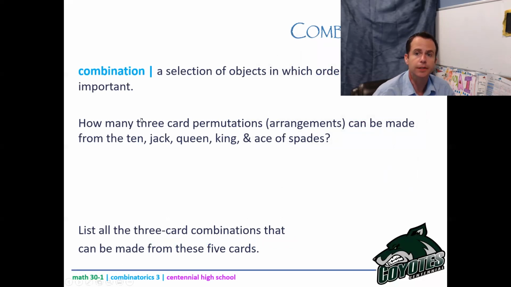A combination is a selection of objects in which order is not important. How many 3-card permutations or arrangements can be made from the 10, Jack, Queen, King, and Ace of Spades? So I'm giving you 5 cards to play with. I want you to create a 3-card hand. If this was a permutation question, we would look at that and say, then it's going to be 5 permute 3, and the answer is going to be 60. Now, obviously, the answer is not going to be 60, but I want us to try and figure out why.